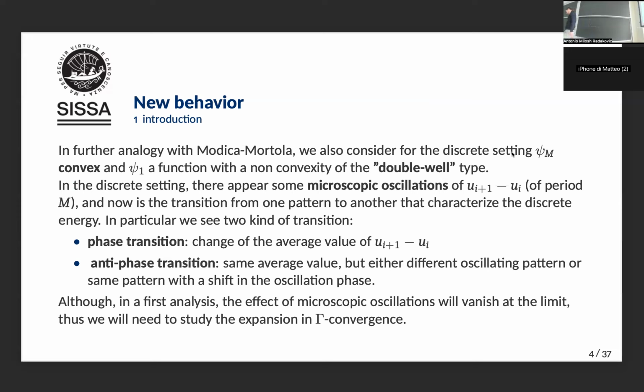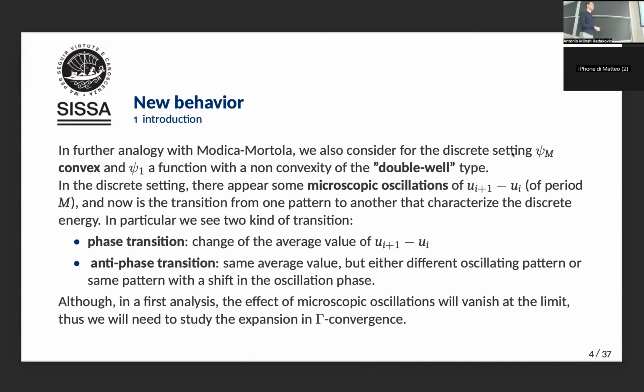So in a discrete setting, the energy will be affected not only by the slopes, by the approximation of the slopes, but there will appear some microscopic oscillations. So our discrete function approximating this kind of behavior will be oscillating. And what actually is affecting the discrete energy is not the change in the slope, but more the change in the microscopic oscillation.